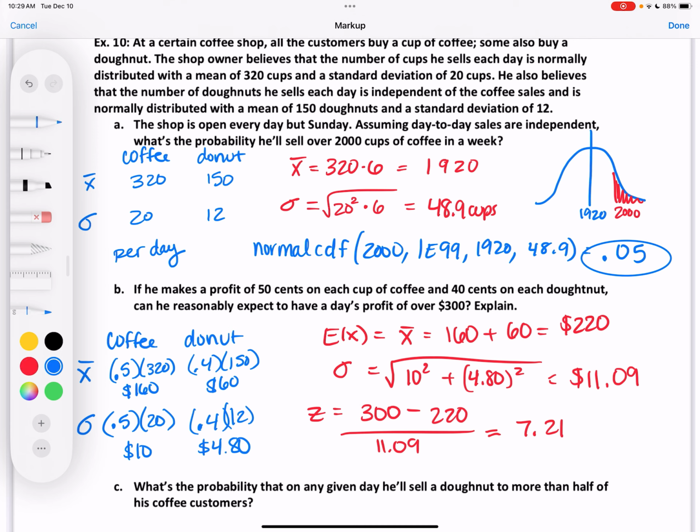So let's see, normal CDF of, what are we looking for, 300? No, I'm going to do it as the normal. 7.21, 1E99, and then 0 and 1. I think that will work. Let me make sure.